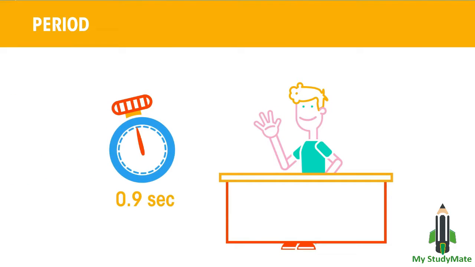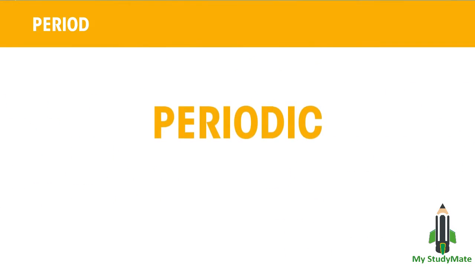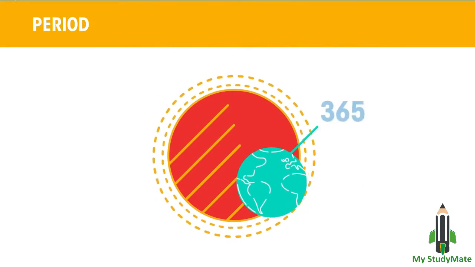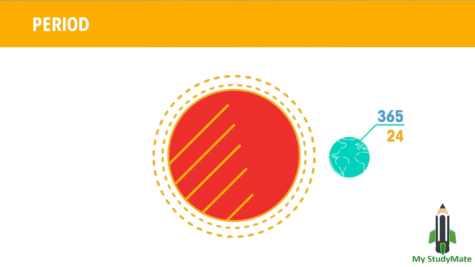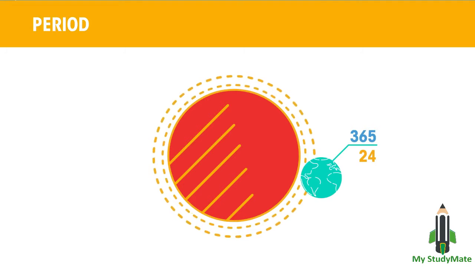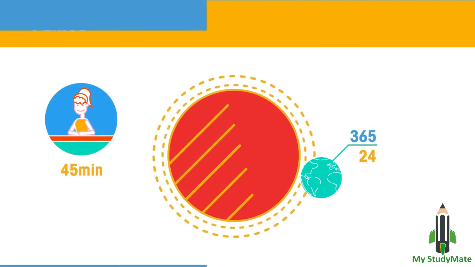When something happens repeatedly, we say that the event is periodic and refer to the time for the event to repeat itself as the period. The period of the Earth to orbit the Sun is 365 days. The period of a day is 24 hours. The period of a typical class at school is 45 minutes.